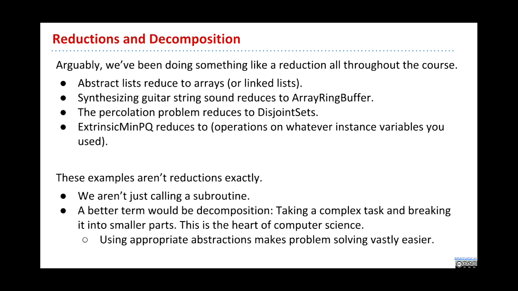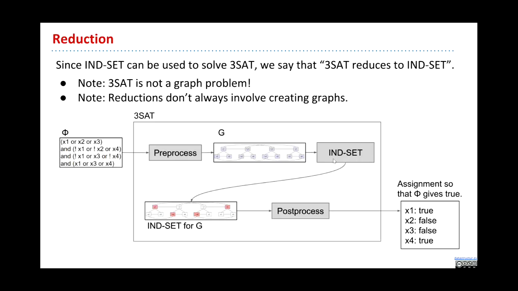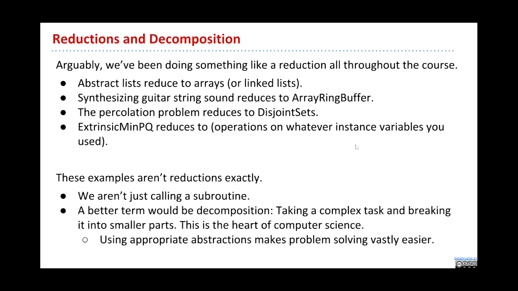Now, arguably, we've been doing something kind of like reduction throughout the course. You could think about abstract lists, they just reduce to arrays in some sense, or percolation just reduces to disjoint sets. Now, those aren't reductions exactly, because it's not that we're just calling some simple little subroutine. So I think a better term for this would be decomposition, which is taking a complicated problem and breaking it down into little parts. And I would say that's really the heart of computer science.